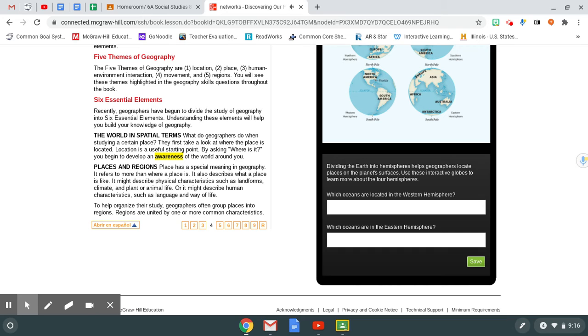Places and regions. Place has a special meaning in geography. It refers to more than where a place is. It also describes what a place is like. It might describe physical characteristics, such as landforms, climate, and plant or animal life. Or it might describe human characteristics, such as language and way of life. To help organize their study, geographers often group places into regions. Regions are united by one or more common characteristics.